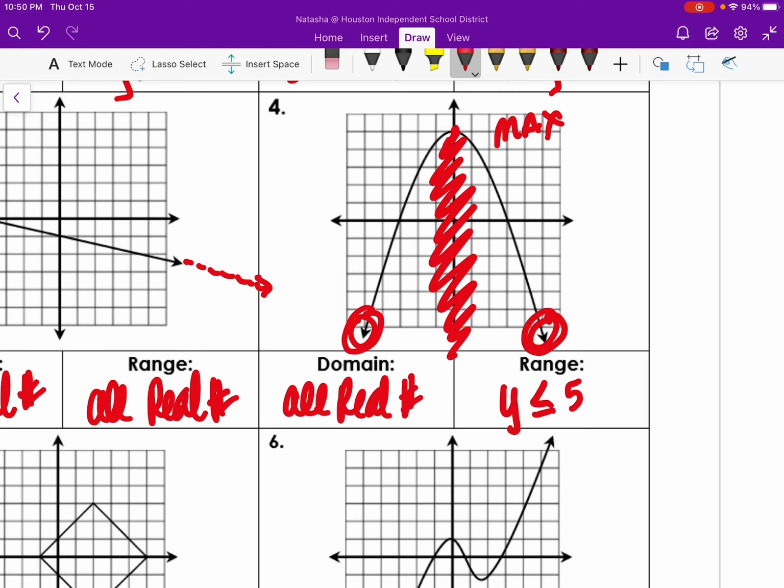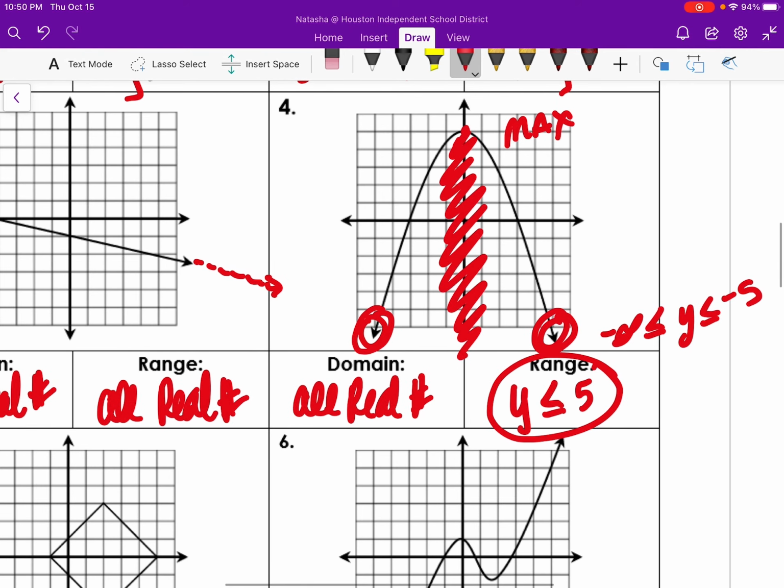Now, there's another way that you could talk about it. You could say negative infinity less than or equal to y less than or equal to 5. So the values of y are in between negative infinity and 5. Y less than or equal to 5 is going to be the more common way that you're going to see it for Algebra 1.